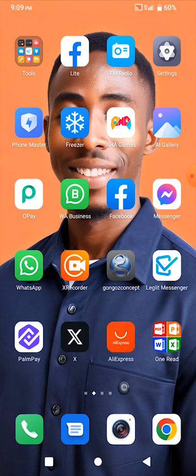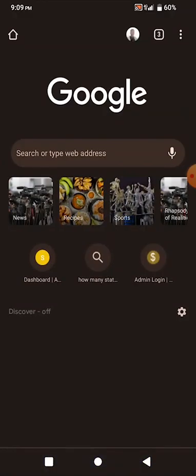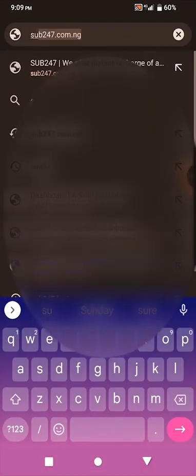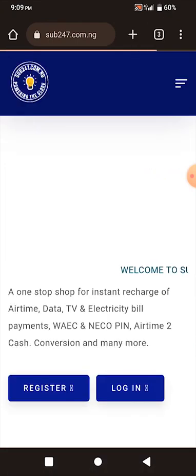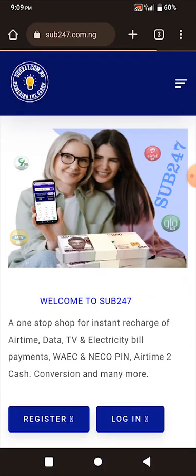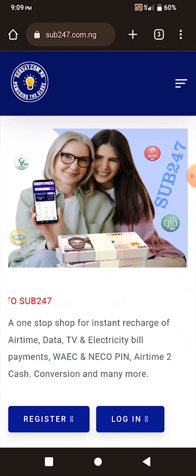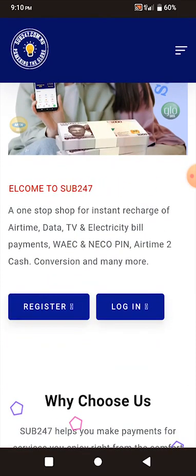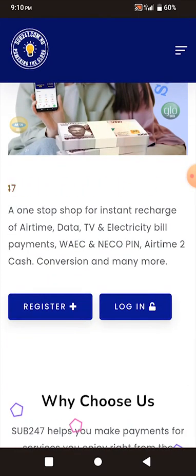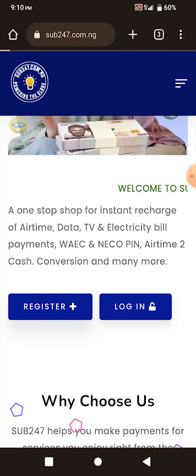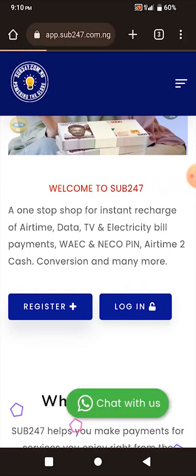Okay, so let me open my browser right here, then go to sub247.com.ng. All right, so this is the portal whose data you'll be reselling and making money for yourself. Now if you don't have an account, kindly click on register. Registration is totally free. You're not going to pay anything to register on this portal.